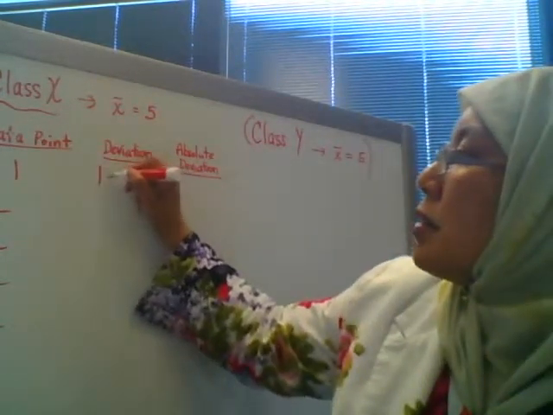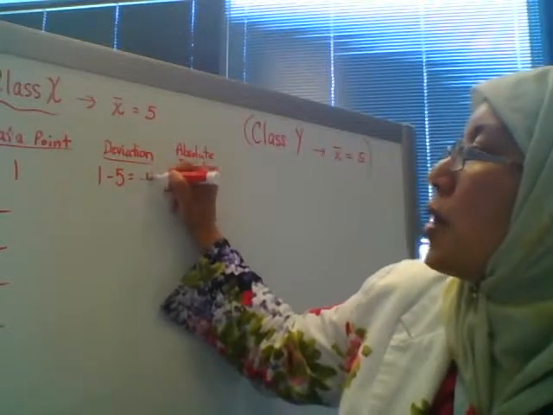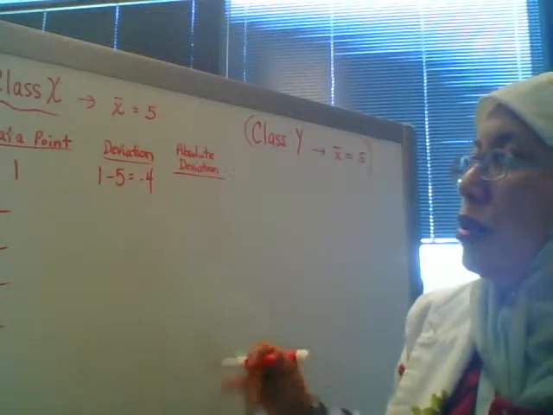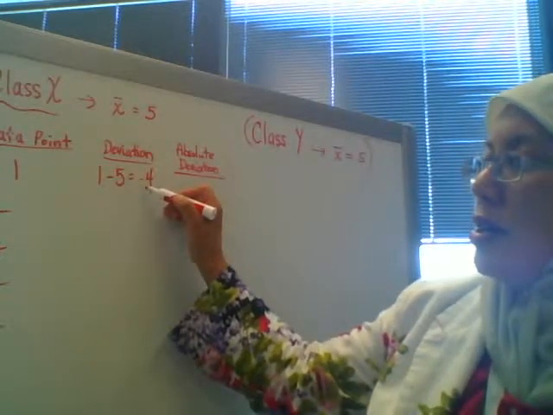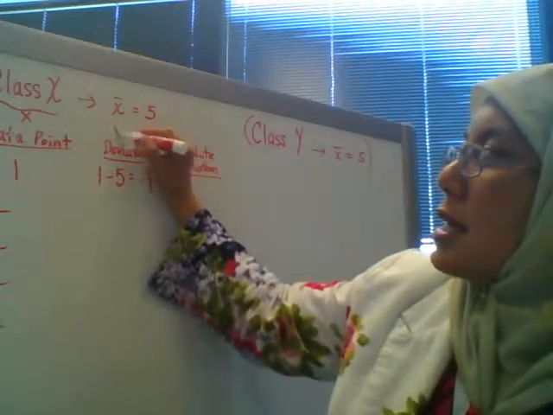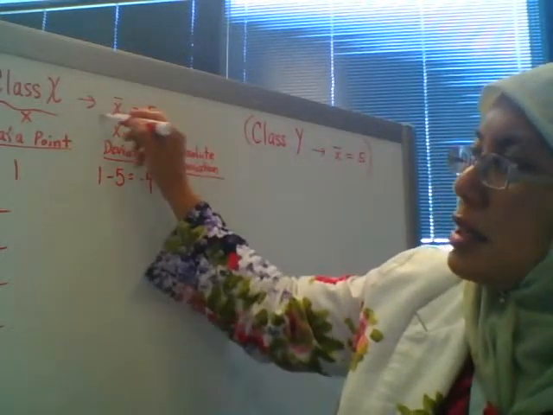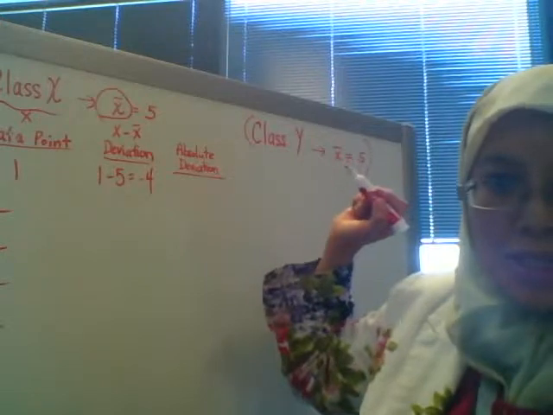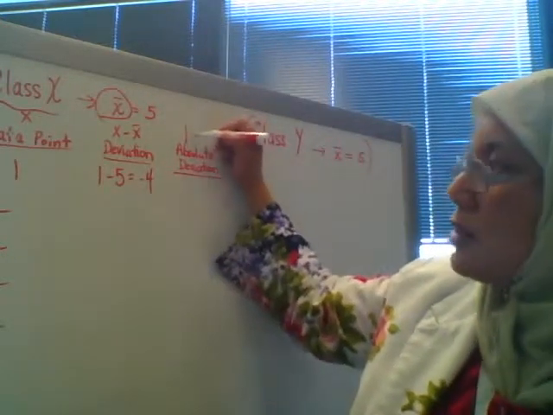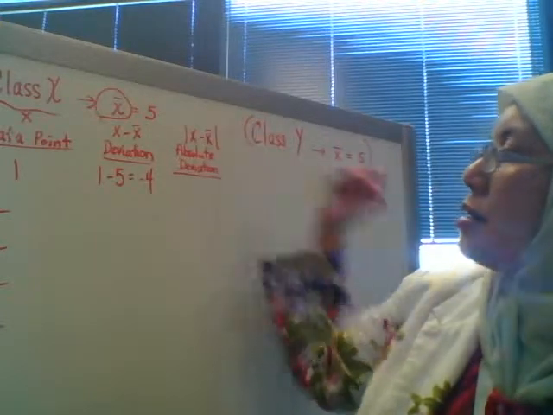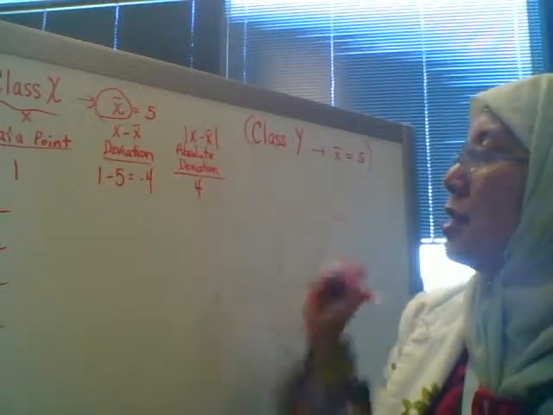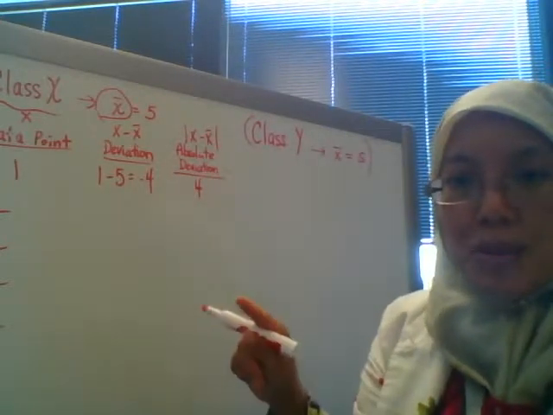So 1 minus 5, that's -4, all right? Then you're going to find the absolute value of that deviation. So again, here's your data points X. Your deviation is X minus X bar. X bar is the fancy way to represent your mean. And then your absolute deviation is the absolute value of X minus X bar, okay? So the absolute value of -4 is +4, and that's the answer for that point.